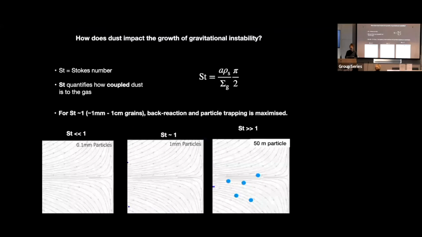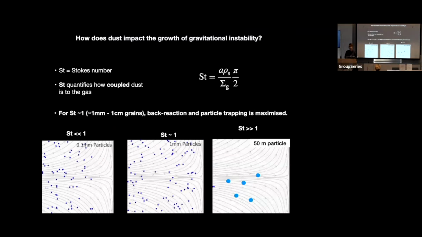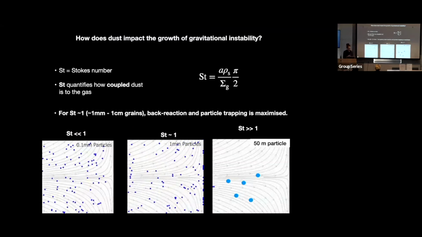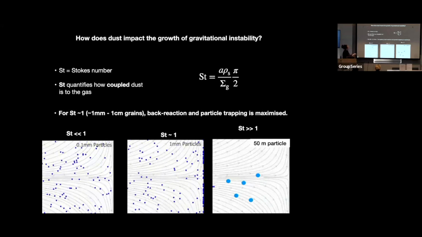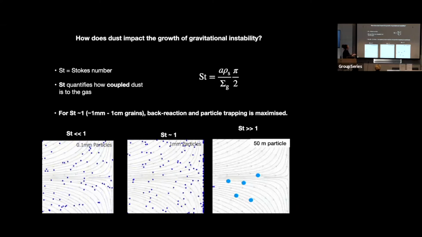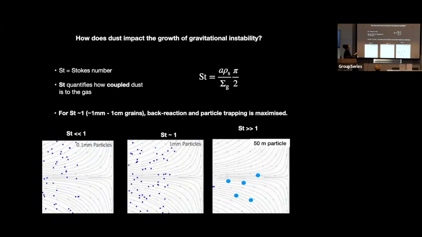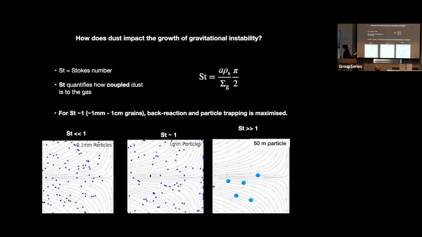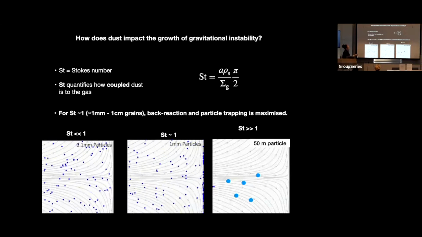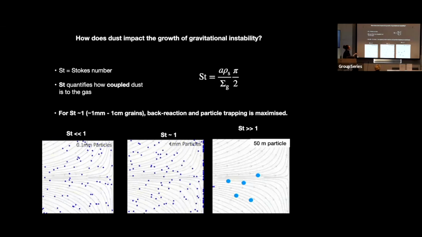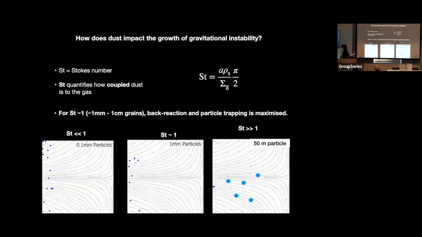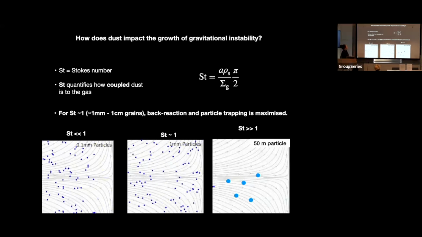Okay, so I want to talk about another work in progress. We have to know a definition first before I can talk about this. So I'm introducing to you the Stokes number. This a here is grain size. This rho_s is the intrinsic density of the grain, usually about 3 grams per centimeter cubed or so. And this sigma_g is the surface density of the gas.